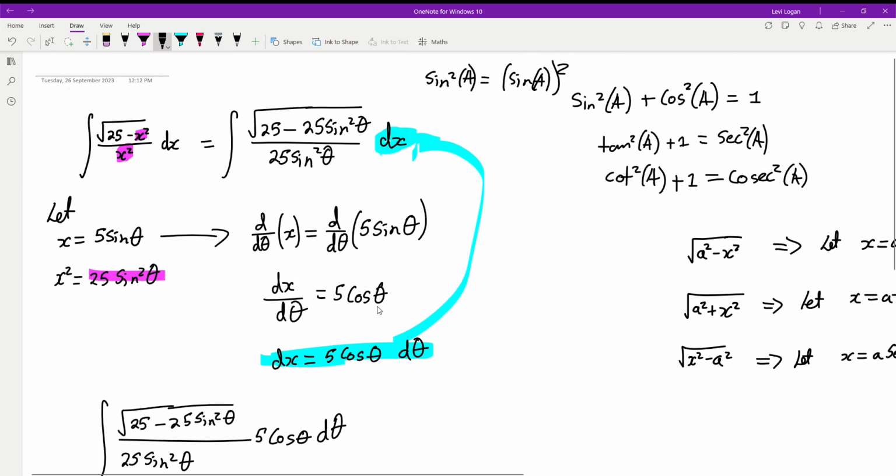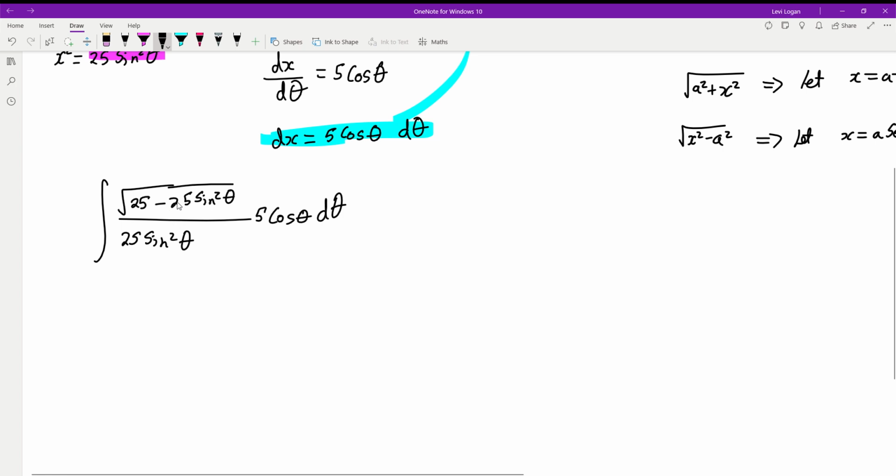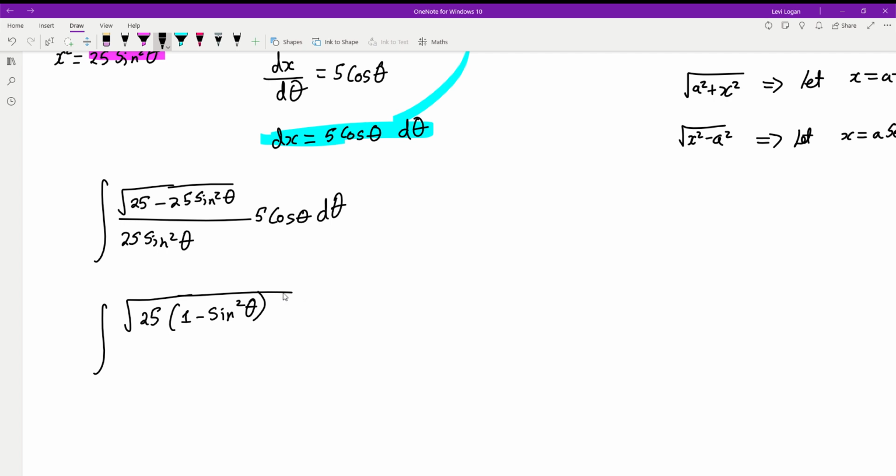So what we're going to do is pretty much use one of our Pythagorean identities once we simplify this. So we can see under our square root here, we've got a 25 here and a 25 here. We can factorize that out if we wanted to. So we'll have 25 of 1 minus sine squared theta, all under the square root. And we have 25 sine squared theta, 5 cos theta d theta.